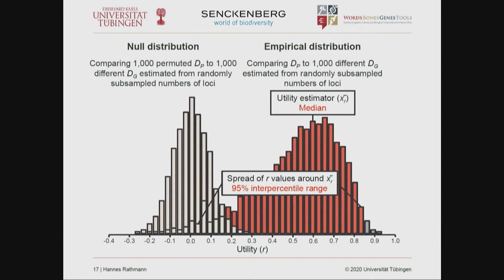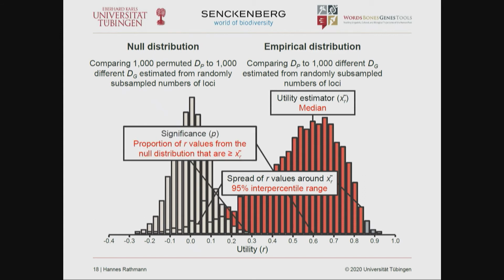For this, we first estimated a null distribution of R values by comparing 1,000 permuted DP matrices, where rows and columns were randomly rearranged, to loci resampled DG matrices. We then calculated the p-value as the proportion of R values from the null distribution that are equally high or higher than the utility estimator obtained from the observed data.